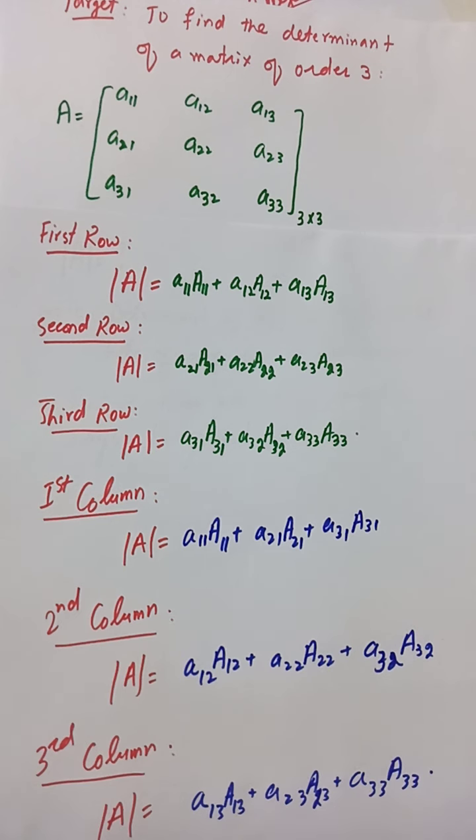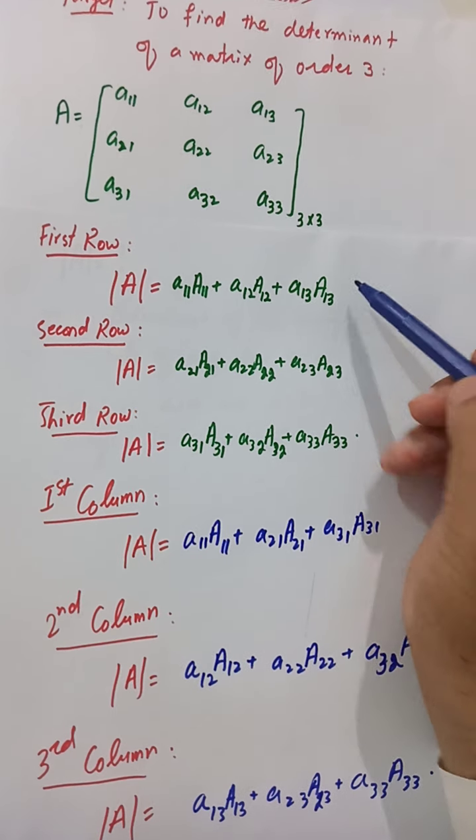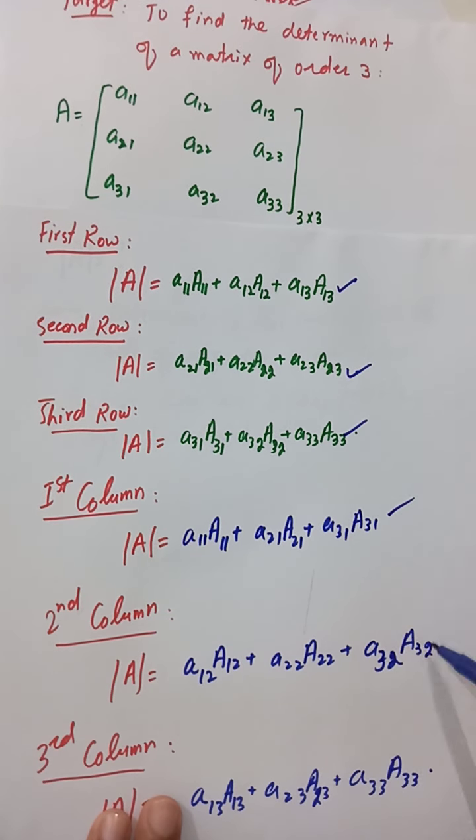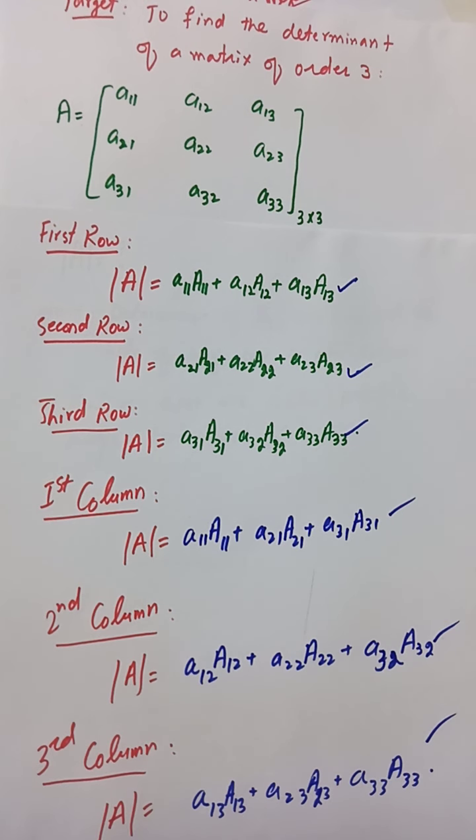So remember that you can find out the determinants of a square matrix with the help of any row or any column. So if this is a matrix of order 3, there are 3 rows and 3 columns, so there are 6 possible ways to find out the determinant of that matrix. Every formula involves cofactors, and you know the definition of the cofactors.